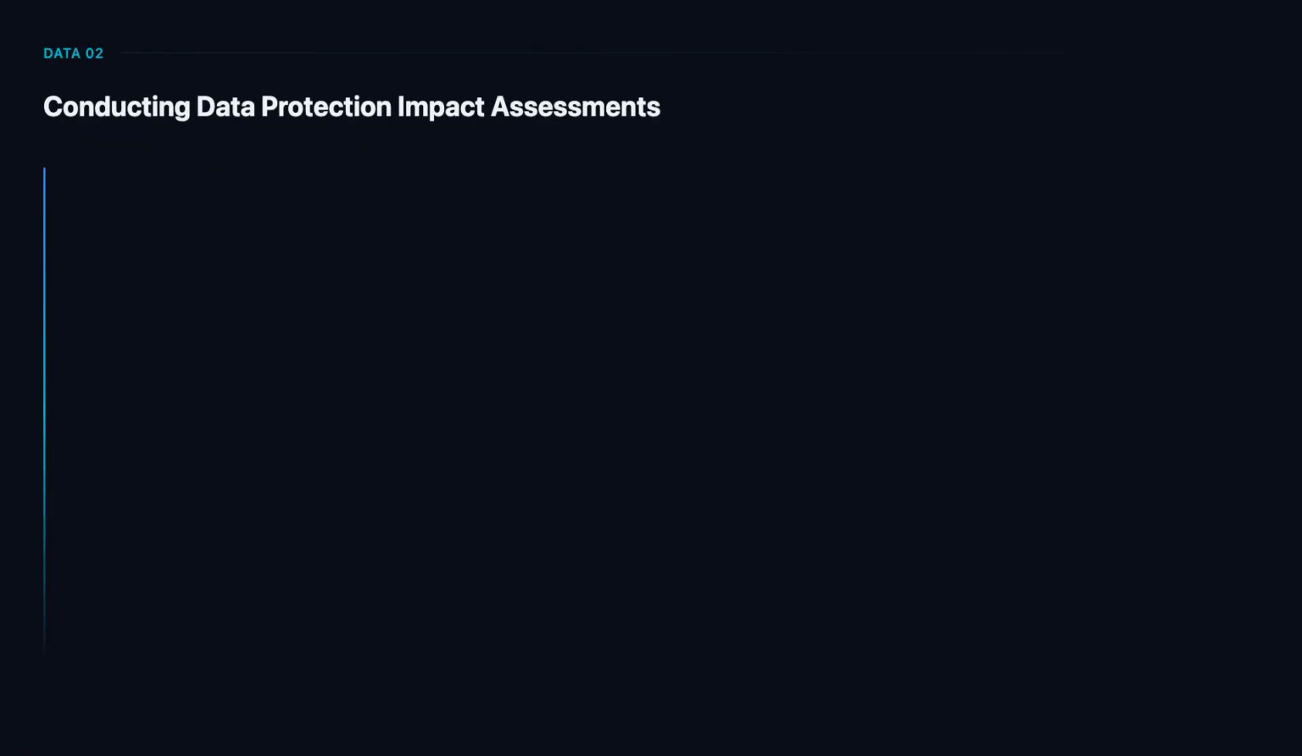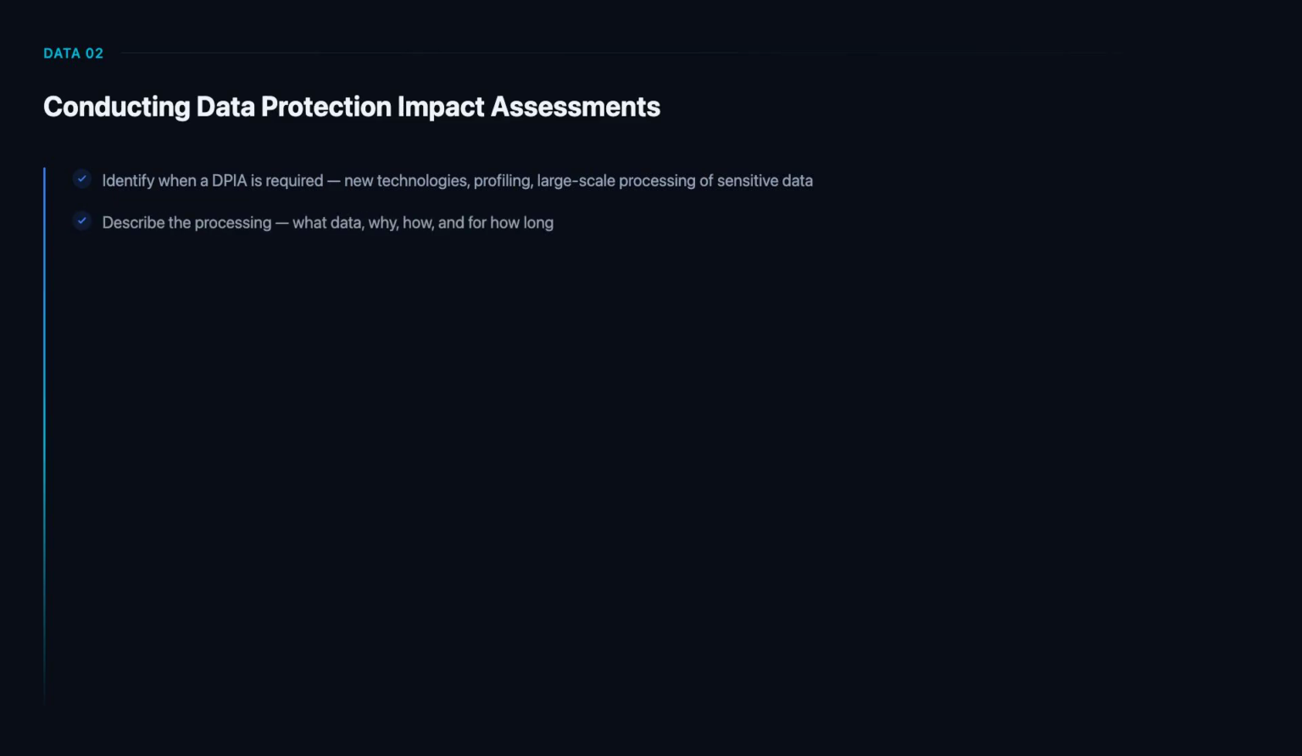A data protection impact assessment is required whenever processing is likely to result in a high risk to individuals' rights and freedoms. A DPIA is mandatory for processing involving new technologies, systematic profiling with significant effects, large-scale processing of special category data, and systematic monitoring of publicly accessible areas. When in doubt, conduct one. It demonstrates accountability.